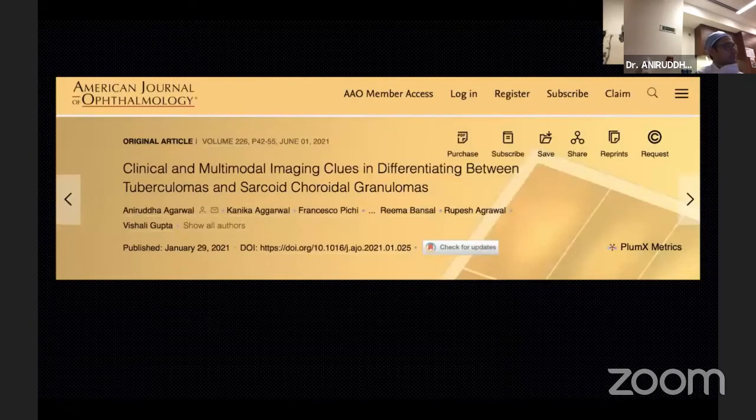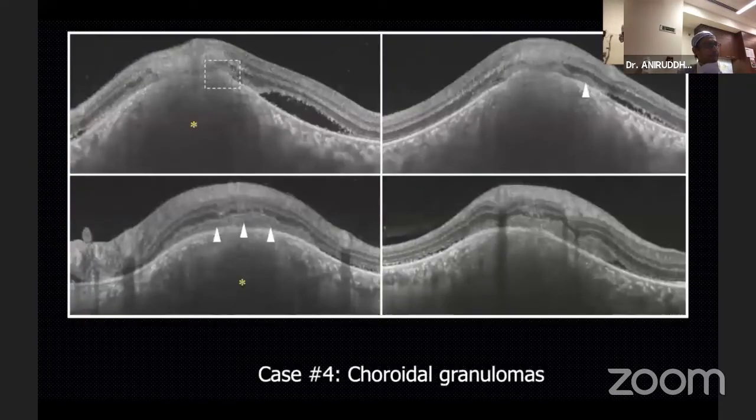Finally, I would like to talk about the utility of OCT and other imaging tools in distinguishing between choroidal granulomas. Now, granulomas of the choroid, including TB and sarcoid, present a diagnostic challenge. And so in these patients, it's very useful to have, in addition to lab help, multimodal imaging. If you see this particular OCT, you see a very large choroidal granuloma, which is causing a bump and elevation of the RPE. This is a patient who has TB choroidal granuloma.